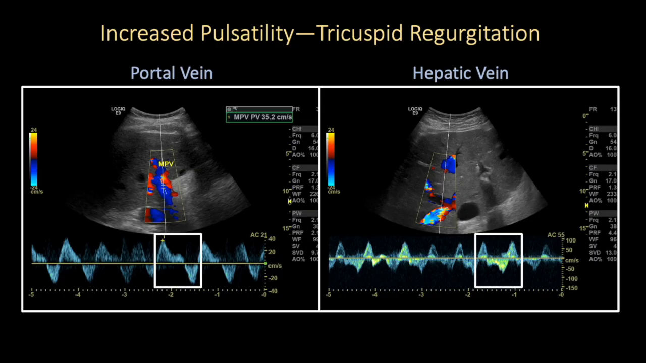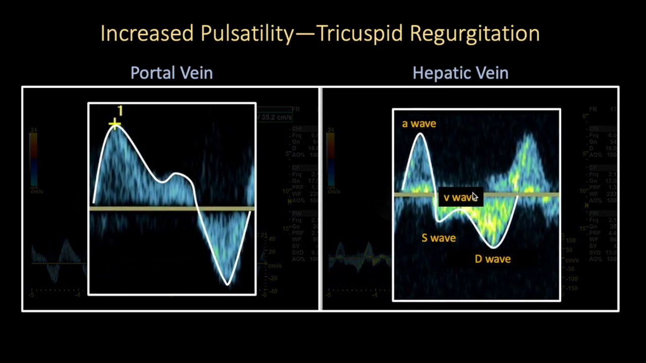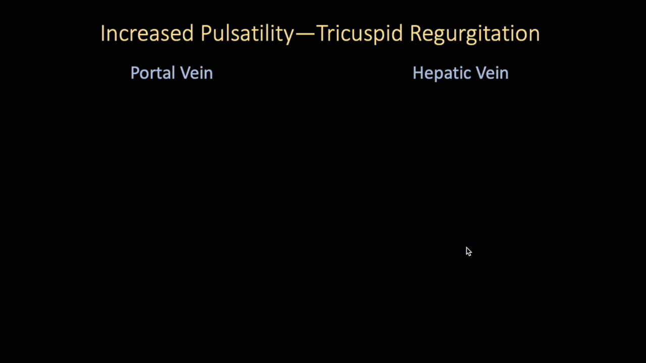Here's one where you can see there's increased pulsatility within the portal vein. Here you can see this abnormally high A wave. And then here, when you look at the S and the D wave, the S wave is supposed to be the highest amplitude in this direction, but here it's flipped. And so this is a case of tricuspid regurgitation.